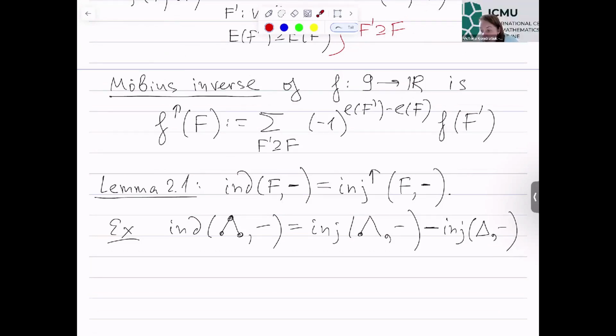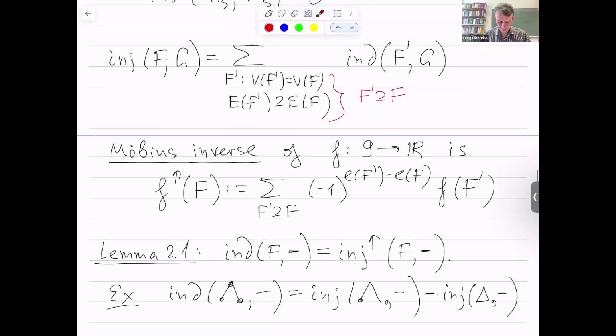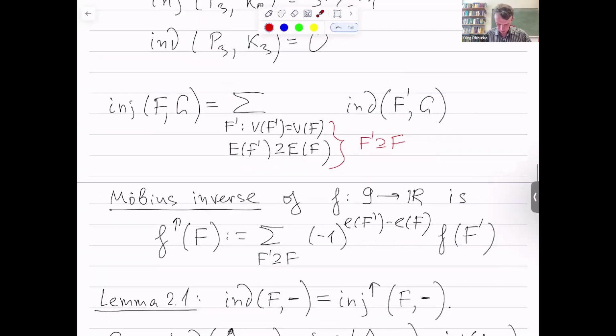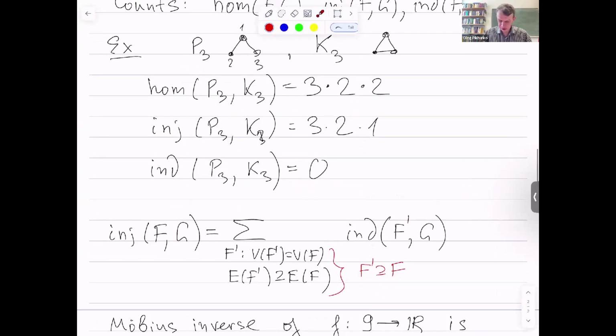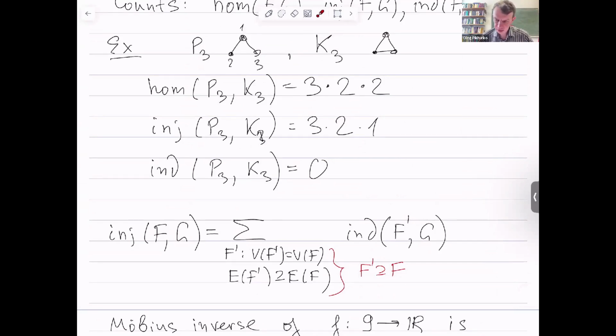Oleg, I apologize, there is a question in the chat from Valeriia Kotelnikova. Does the path have the same number of vertices as F in the notation? No. If you look at graphs, they don't have to have the same number of vertices. Here in this example they just happen to, because I wanted to have two small examples.